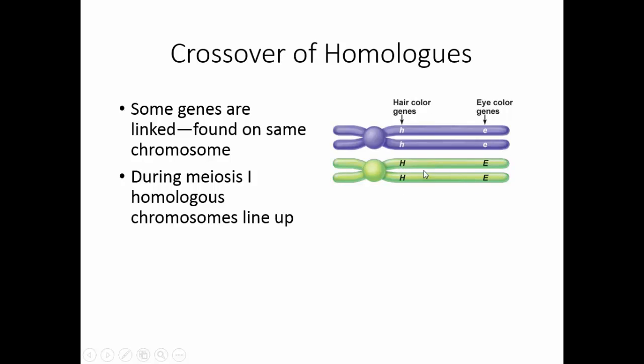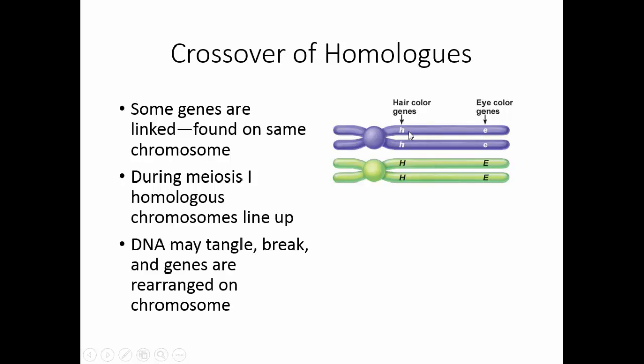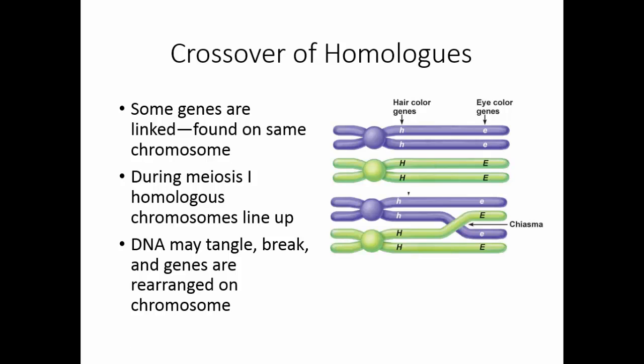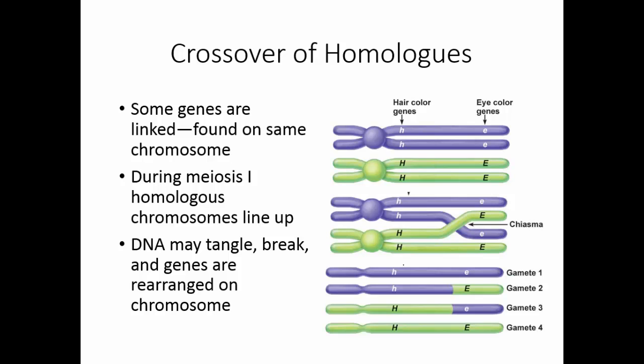This would mean that dominant hair and eye color were always inherited together, and recessive eye and hair color were always inherited together. Well, because these chromosomes are so close together, the DNA may tangle and break, and the genes get rearranged on the chromosomes. So that what we end up is one chromosome that still has recessive everything, and one chromosome that still has dominant everything, but these two chromosomes are now changed. Now recessive hair color could be inherited with dominant eye color, and dominant hair color could be inherited with recessive eye color. This is completely random as to when this happens or how this happens.